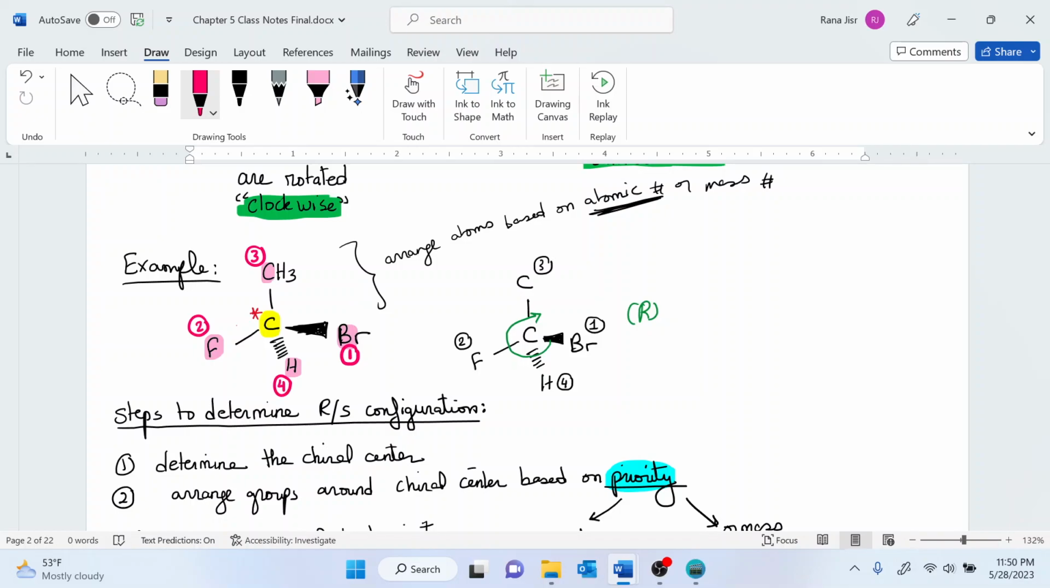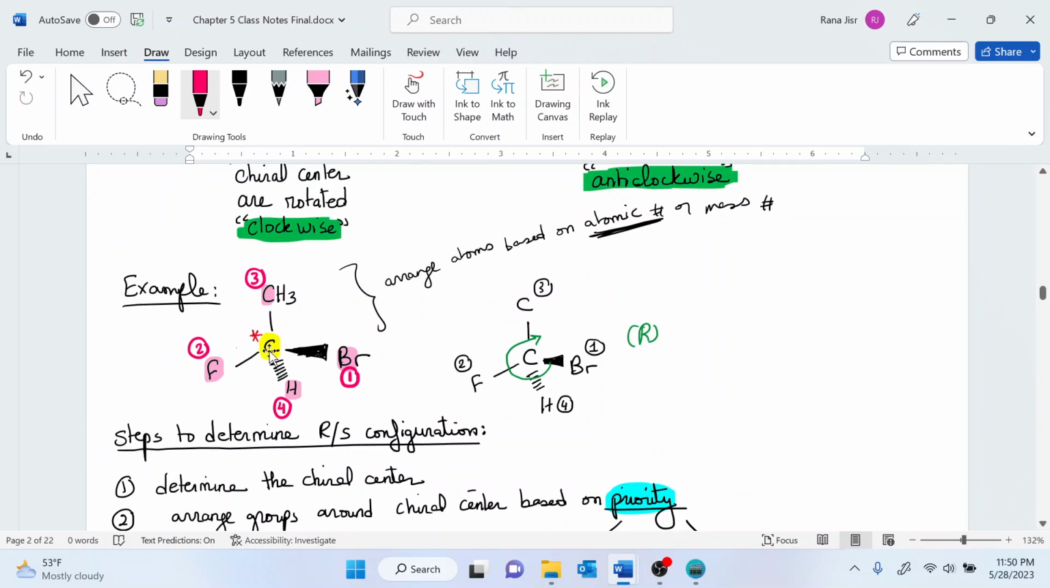Now, the rule for determining the rotation around the chiral center is that the lowest priority group needs always to be behind. Bromine is going to be the highest priority group. This is always the rule. And here, my lowest priority group is behind. So the hydrogen here is behind.